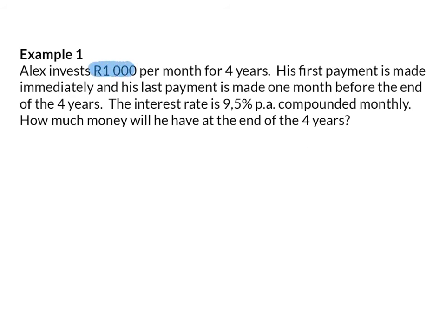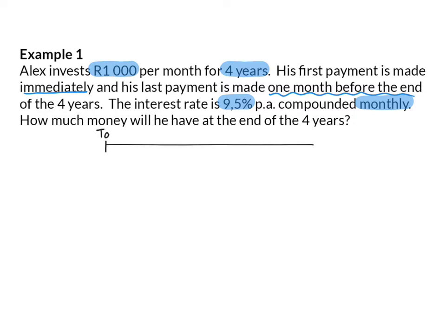Alex invests 1,000 Rand per month for 4 years. His first payment is made immediately, and his last payment is made 1 month before the end of the 4 years. Here they could have also said that his payments are made in advance because his first payment is made at the beginning of the first month and his last payment at the beginning of the last month. The interest rate is 9.5% per annum compounded monthly. How much money will he have at the end of the 4 years?